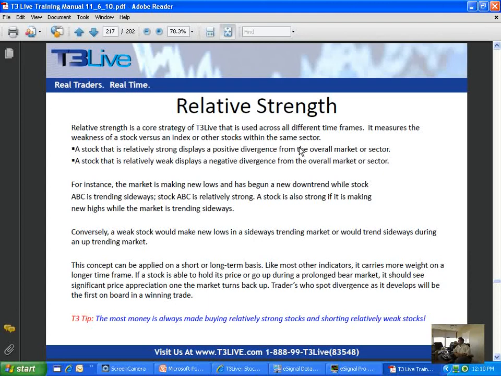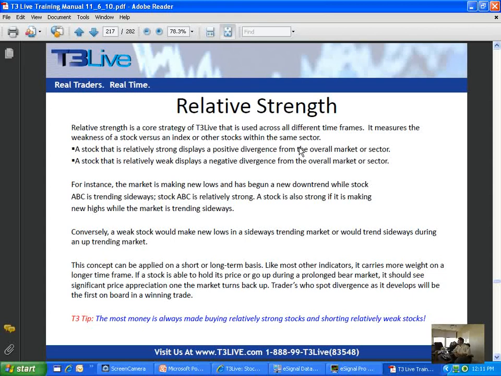Basically, the market is strong and your stock is declining in price. That's a divergence. If the market becomes weak, I would suspect your stock will just greatly enhance the weakness that it already has, and vice versa. For instance, the market is making new lows and has begun a downtrend while stock ABC is trending sideways. Stock ABC is relatively strong. It's going sideways while the market is going down. If the market were to turn back up, stock ABC would probably break out and trade higher. A stock is also strong if it is making new highs while the market is trending sideways.